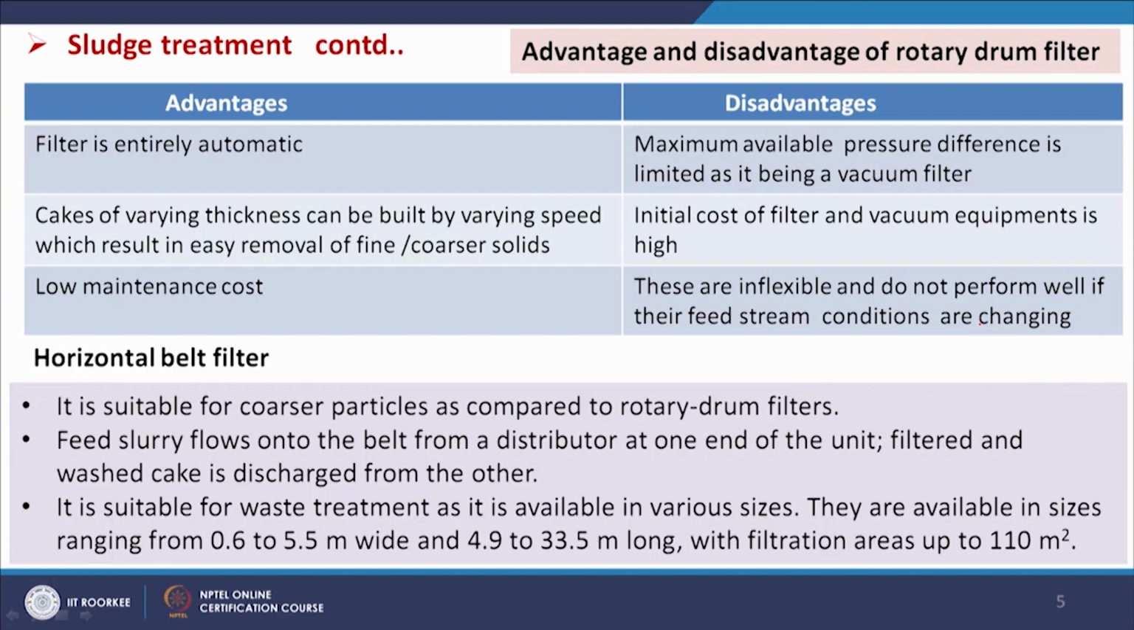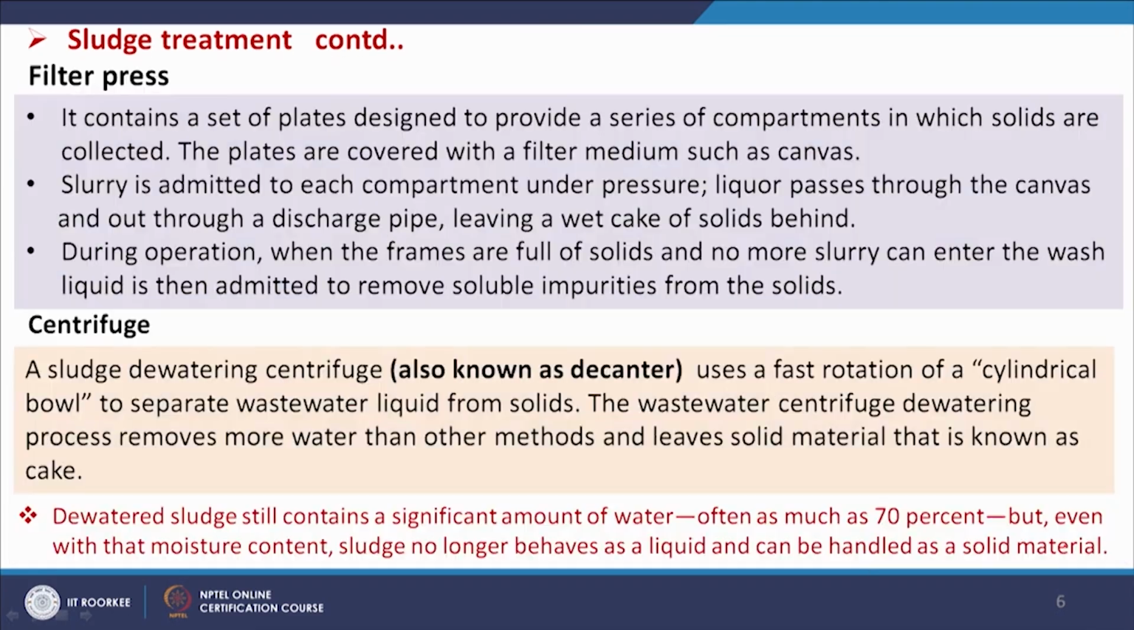Then horizontal belt filter. It is suitable for coarser particles as compared to rotary drum filters, and feed slurry flows onto the belt from a distributor at one end of the unit, filtered and washed cake is discharged from the other end. So, it will be like this, and from here it is collected. It is suitable for waste treatment as it is available in various sizes. They are available in sizes ranging from 0.6 to 5.5 meter wide and 4.9 to 33.5 meter long, with filtration areas up to 110 meter square. These are some typical values.